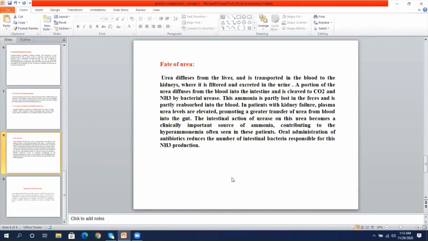The intestinal action of urease on this urea becomes a clinically important source of ammonia, contributing to the hyperammonemia seen in these patients. Oral administration of antibiotics reduces the number of intestinal bacteria responsible for this ammonia production.